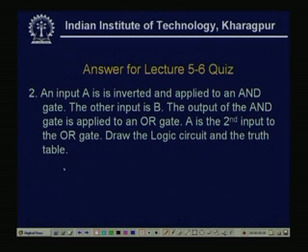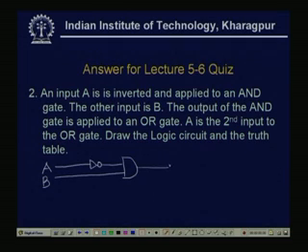So, first we see the logic circuit. Say input A is inverted. Take the input A; it is inverted and applied to an AND gate. So, this is my AND gate. The other input is B. So, this is my other input. The output of the AND gate is applied to an OR gate. So, this is my OR gate. A is the second input to the OR gate.